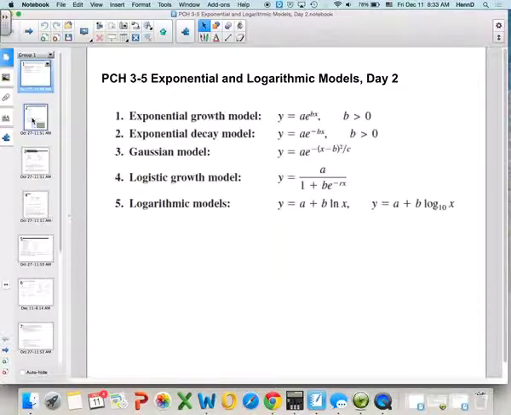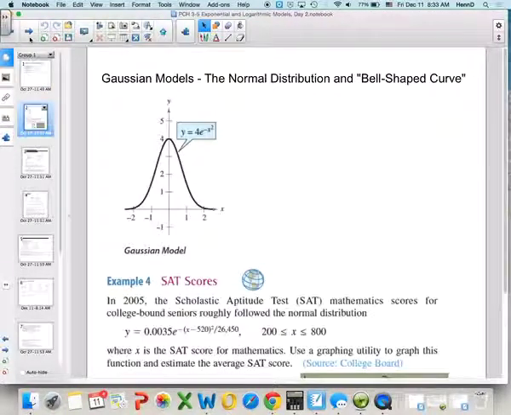Looking first at the Gaussian model, we said the Gaussian model is also known as what? The bell curve, yeah, the normal curve, a bell-shaped curve. So for example, here we have 4e to the negative x squared.